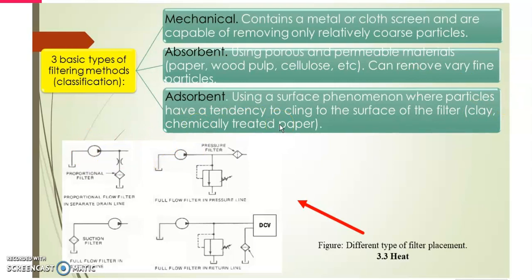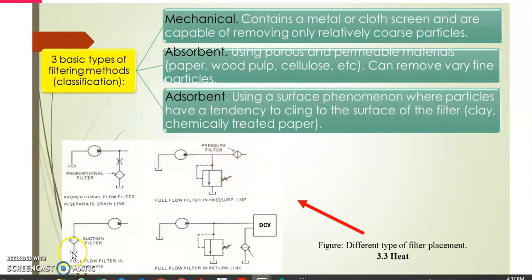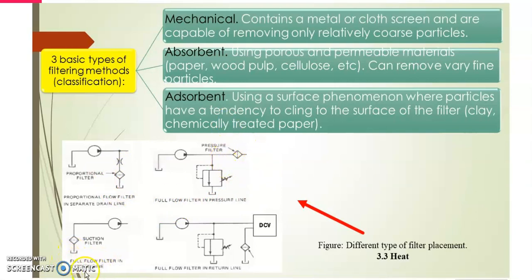Okay, next we proceed to the different types of placement. As you can see here, we have four different types of filter placement. The first is the proportional flow filter in the separate drain line. Then the full flow filter in the pressure line here, the full flow filter in the suction line here, and the full flow filter in the return line here.